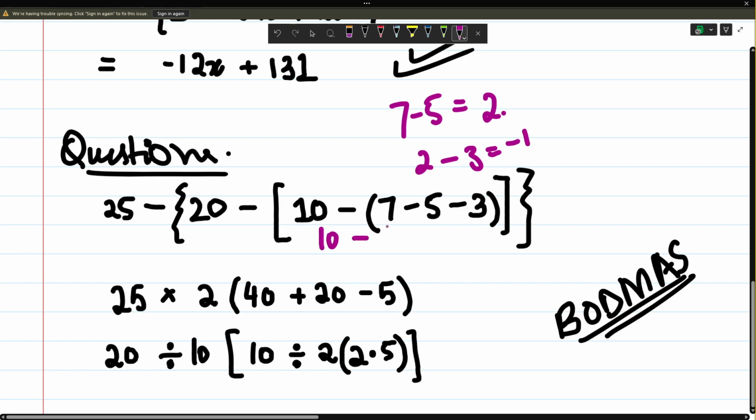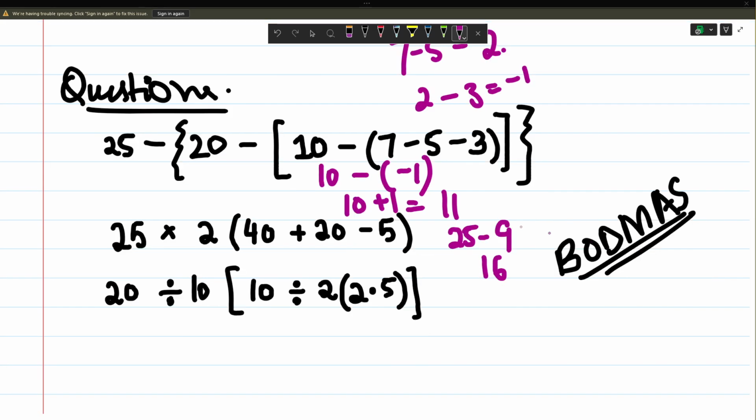So 10 minus and bracket में minus 1. This minus minus is going to change into plus. So 10 plus 1, this is going to give you 11. 20 minus 11 is going to be 9. ठीक है. And that is going to be 25 minus 9. And your answer is going to be 16. So the answer is 16.